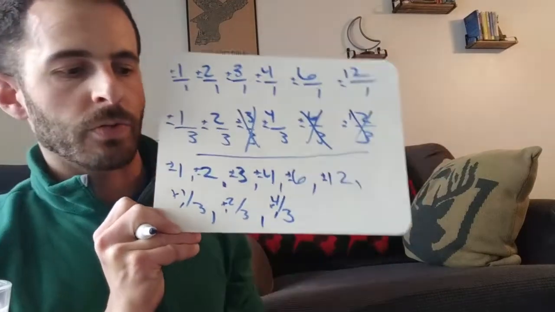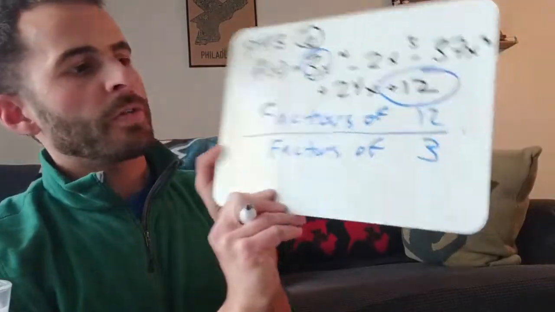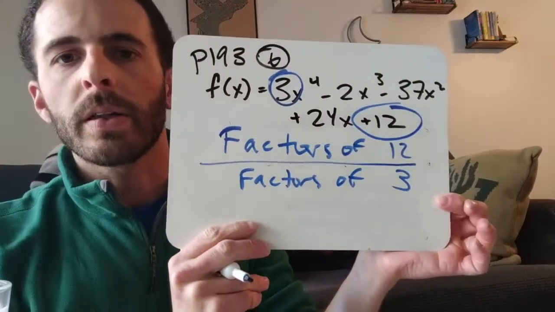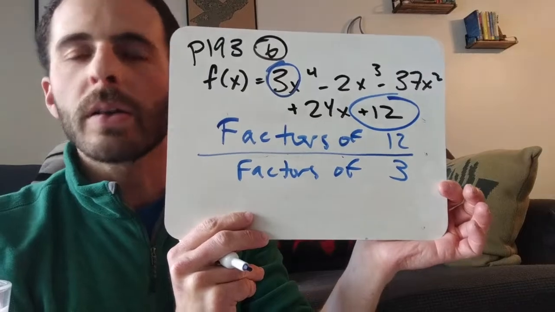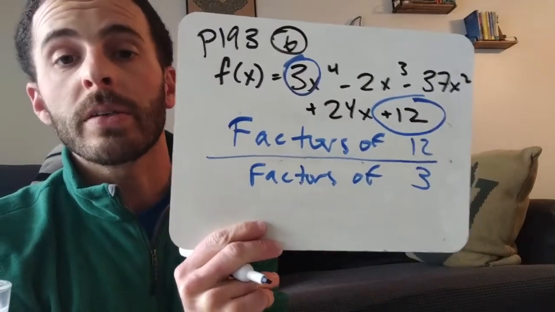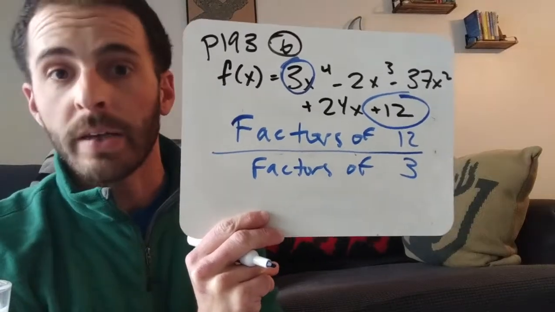Okay, so that's the rational root theorem. It is all of your factors of 12 over all of your factors of 3. We'll do some more in class. It's a really weird looking thing, and again, it's best used when you're checking your work to see if your calculator is giving you a reasonable answer. Okay?